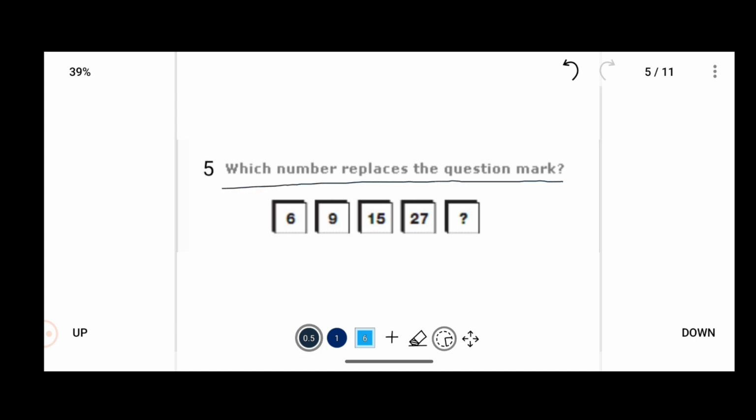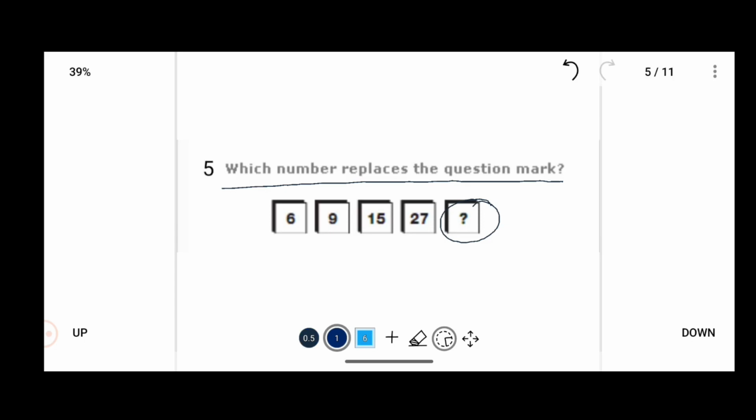Which number replaces the question mark? So here we have a question mark, and we have to identify which number will replace it. So just pause the video and try to solve it by yourself, and then we will look at the solution, right? Okay, I hope that you would have solved this. Now let's see the solution. See, the solution is very simple.